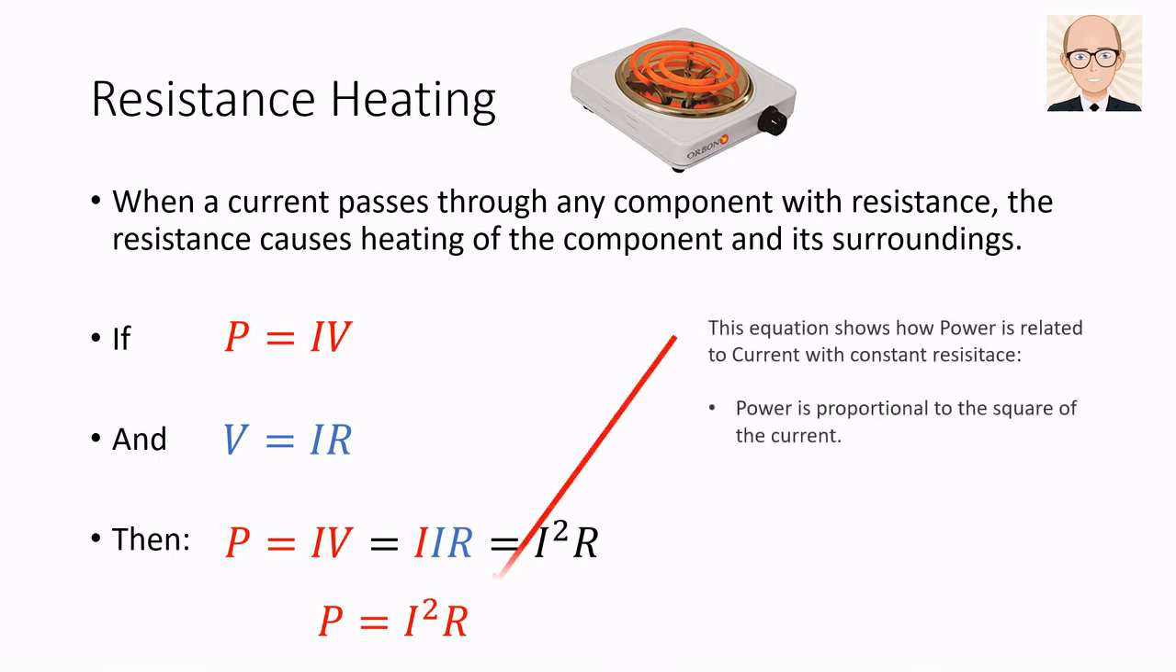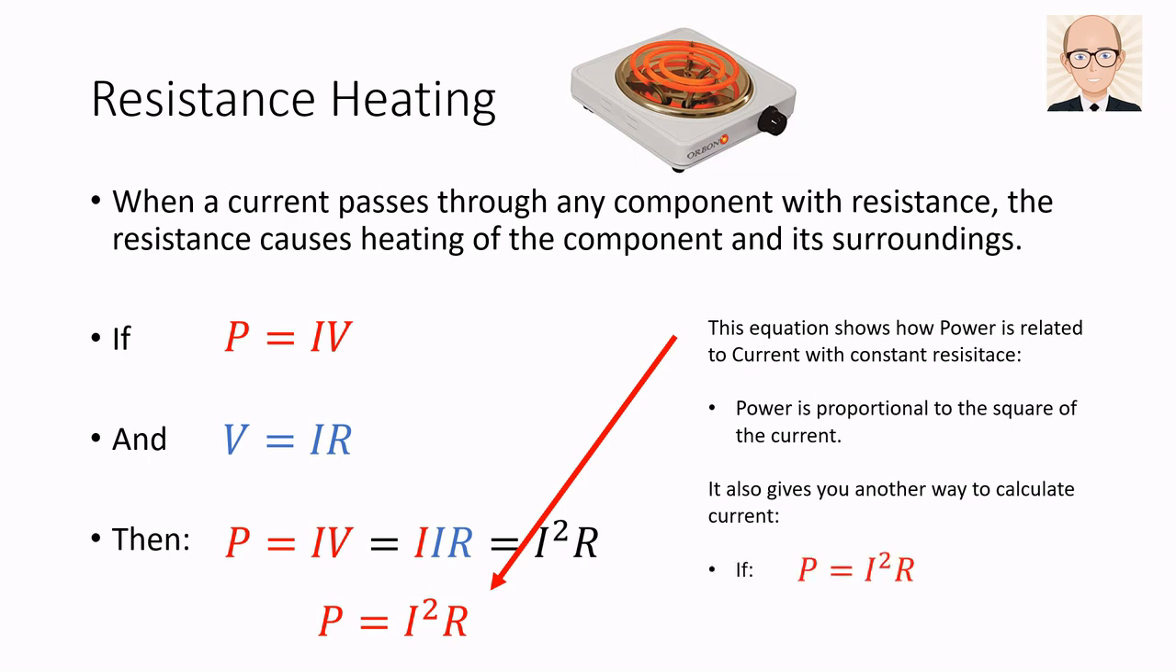This new equation shows us how power is related to current if the resistance remains constant. It shows us that power is proportional to the square of the current. In other words, if the current through a resistance is doubled, the rate of energy transfer to the surroundings becomes 4 times greater.